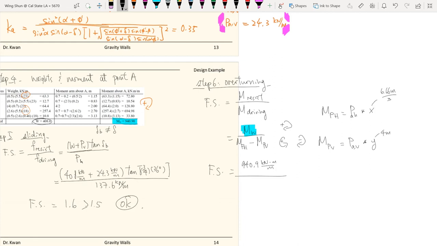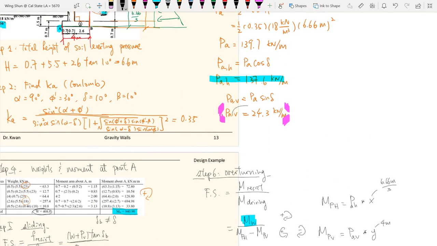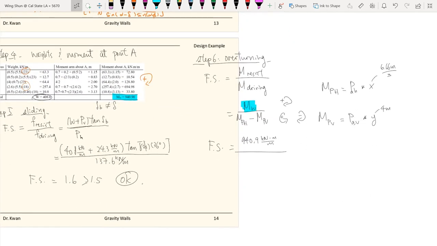We plug in the numbers, we know the PH and the PAV. We calculated previously from there. We plug in those numbers, now it's 137.6 kilonewtons per meter times the moment arm of 2.22 meters, and then minus the horizontal loading, which is 24.3 kilonewtons per meter times the corresponding moment arm of 4 meters.